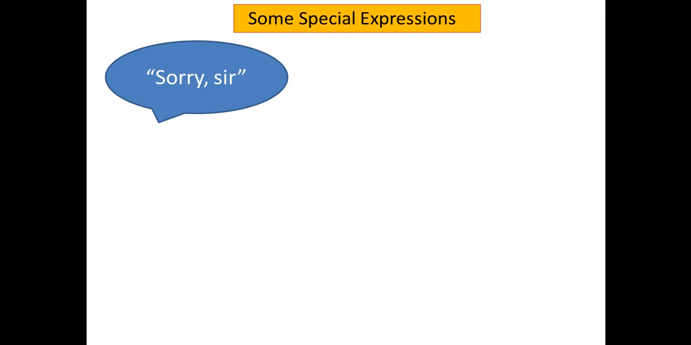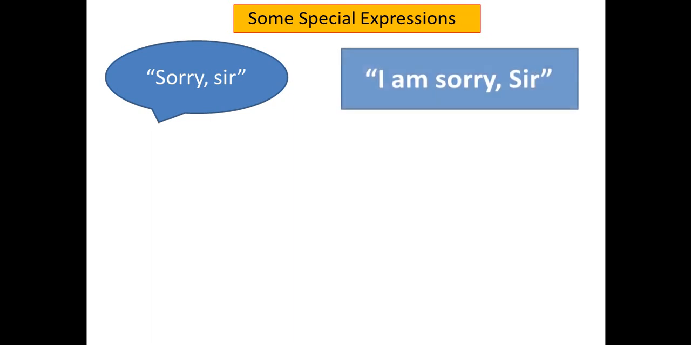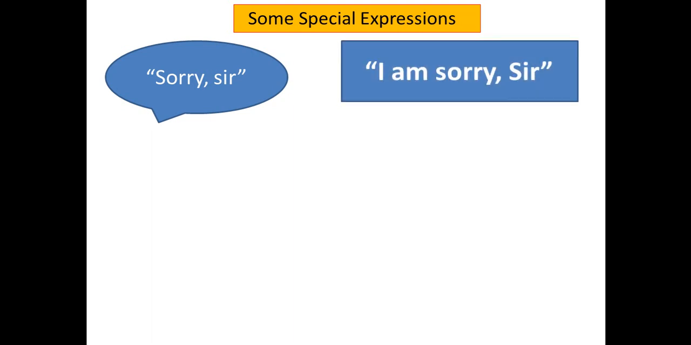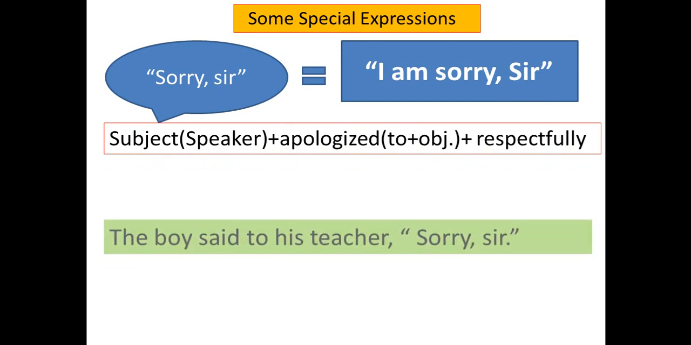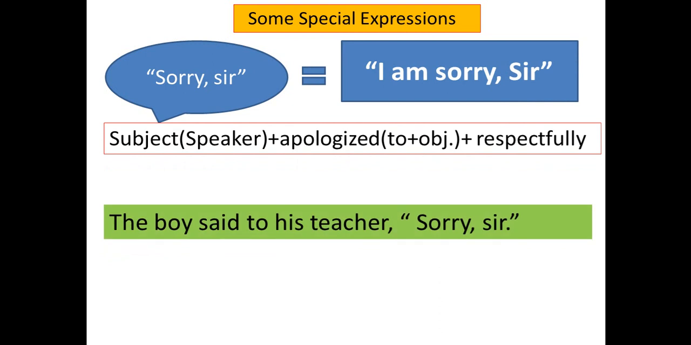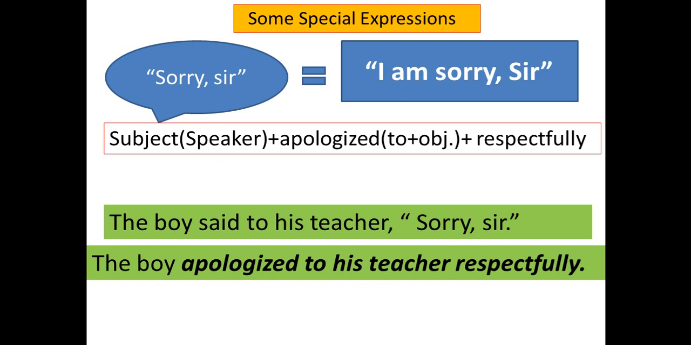Some other expressions: sorry sir and I am sorry sir, they are equal in their message. This is their indirect expression. Let's look at the example. The boy said to his teacher, sorry sir. The boy apologized to his teacher respectfully. Respectfully is used for the word sir.